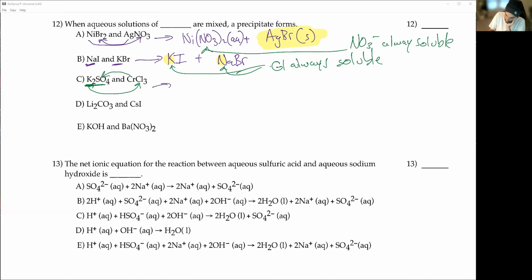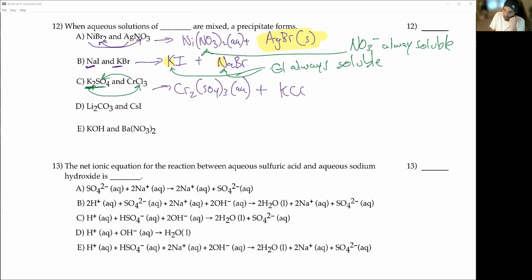Go. So chromium(III) sulfate, Cr2(SO4)3. We know that sulfates are aqueous except for the heavy sulfates, so barium. Just for the heavy sulfates, that's all. And again, we already said KCl is going to be aqueous as well. Heavy sulfates are going to be soluble, but it doesn't matter. Group 1 is also soluble.